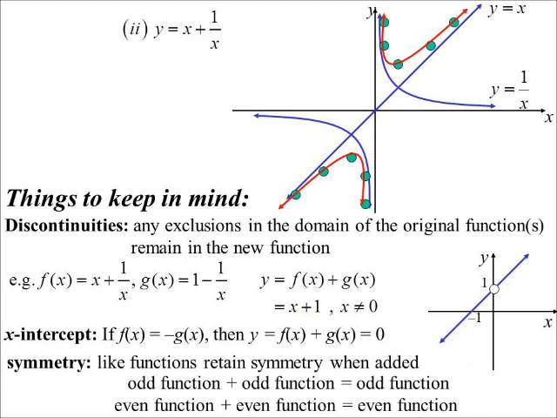Like functions retain symmetry. You'll notice in this graph, y equals x and y equals 1 on x are both odd functions. They both have that rotational symmetry. And then when we drew our new shape, it still had rotational symmetry. It kept its symmetry. An odd function plus an odd function will remain an odd function. An even function plus an even function will remain an even function.